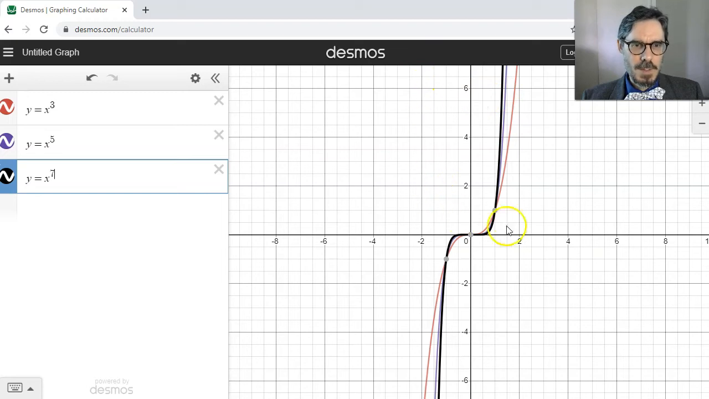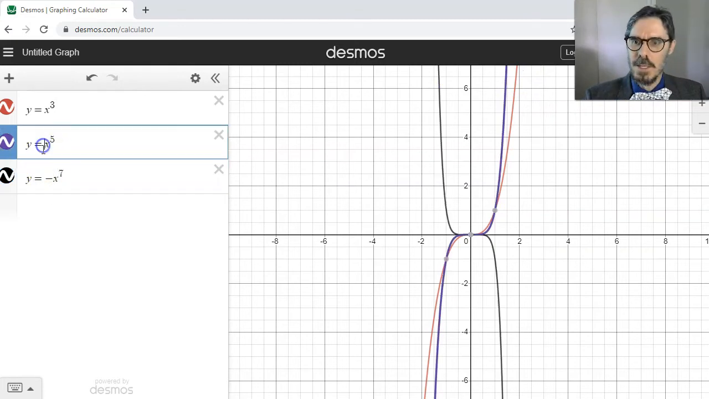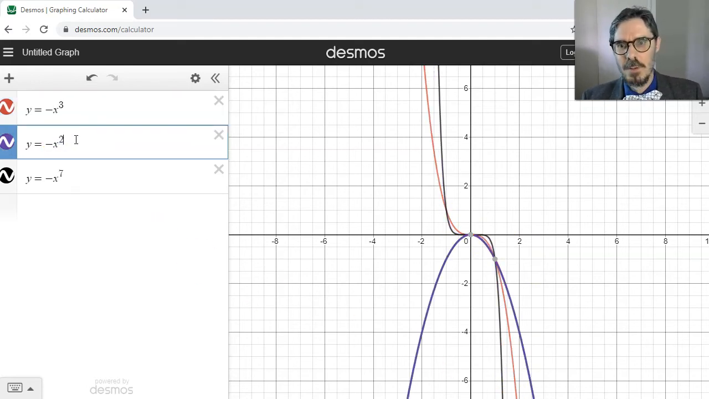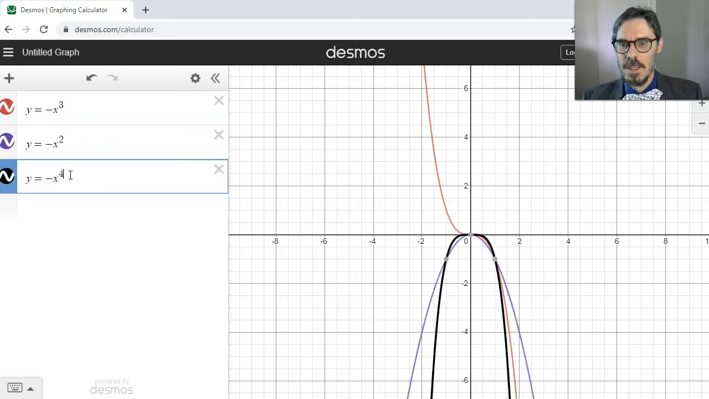The even ones go up on the same side of the axis. The odd ones swap. The positives finish up and the negatives always finish down. Why? Because if x is large and positive, then the power is going to be large and positive, but if x is negative, then it's going to be large and negative. So we're going to end up down here if it's negative. See, that happens even for the even powers too. There's the squared and there's the fourth. They finish on the same side as their sign.